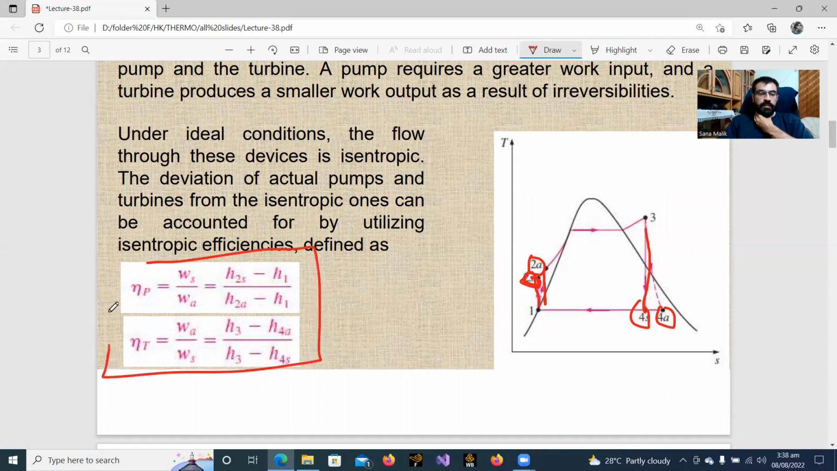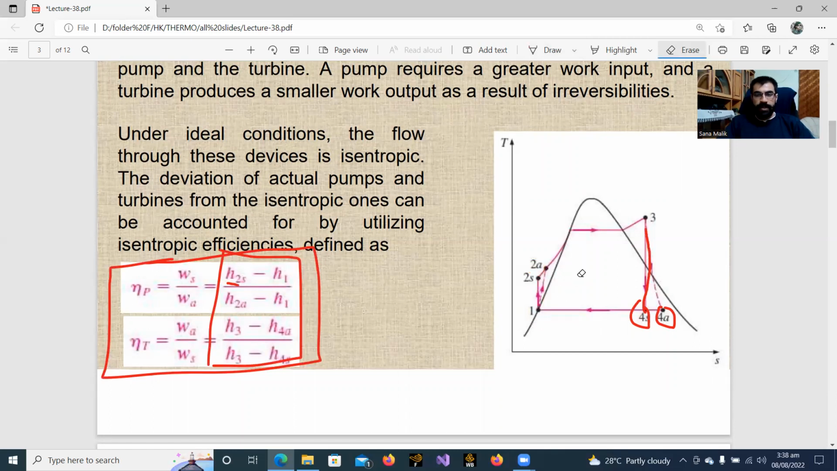So these are the formulas for the efficiencies for the pump and efficiency for the turbine. We will basically be subtracting the actual from the ideal, and these ratios will come out from that. So here H2S was this isentropic one.